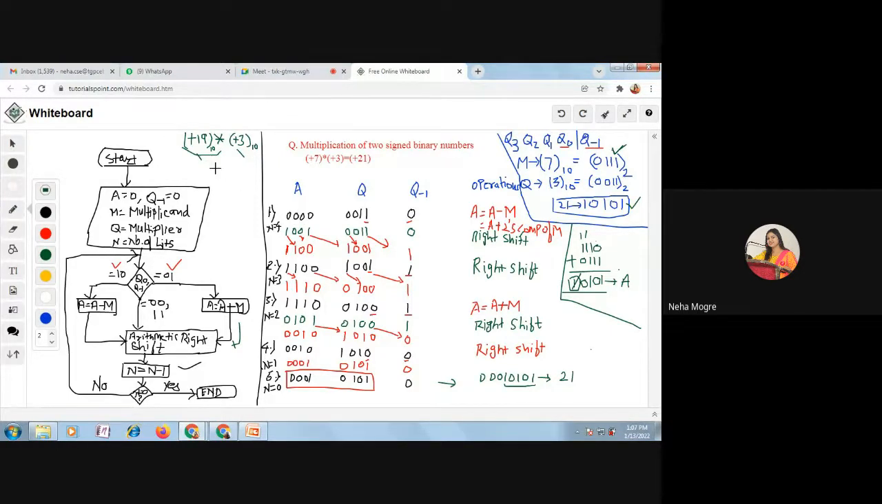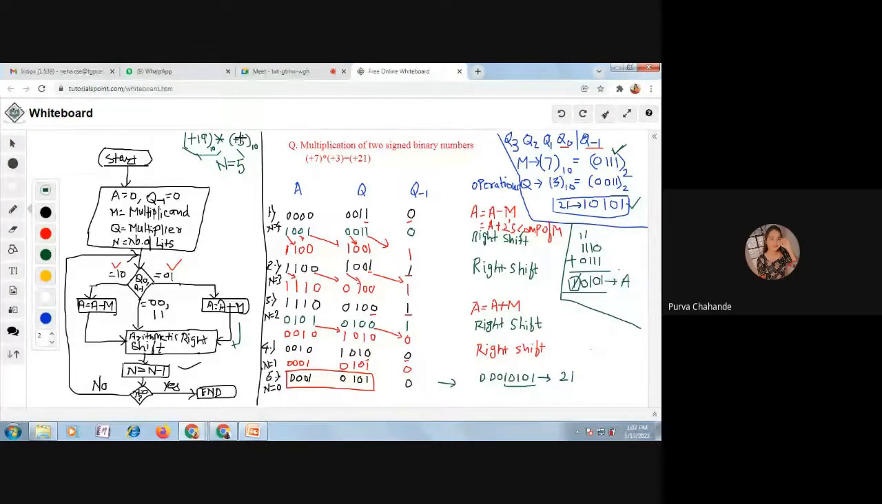Now in that case, what is the value of n? 5. So how many steps are you going to take? You are going to take 5 steps. When the value of n is 0, you will get the answer. So try it, okay? And after trying, please post your answer in the Google Classroom. I'll check there.